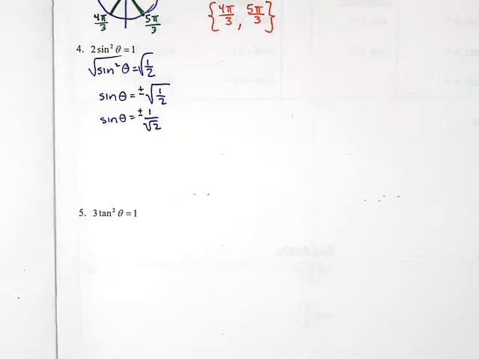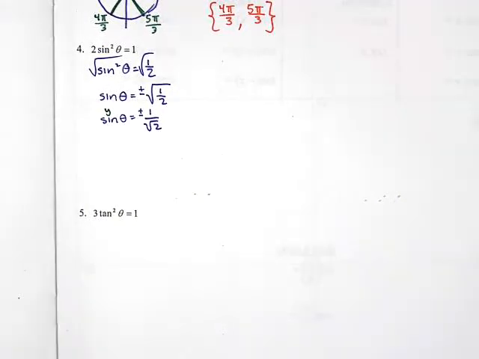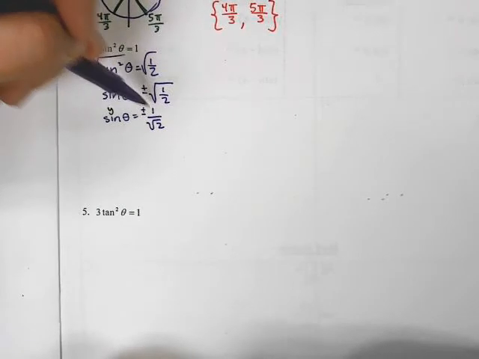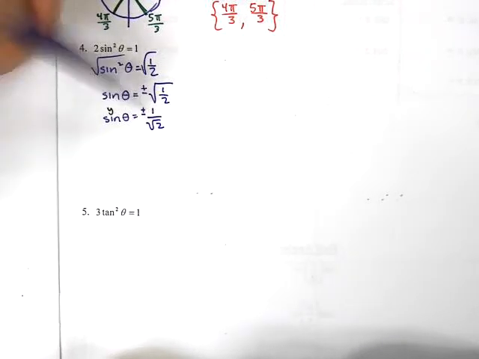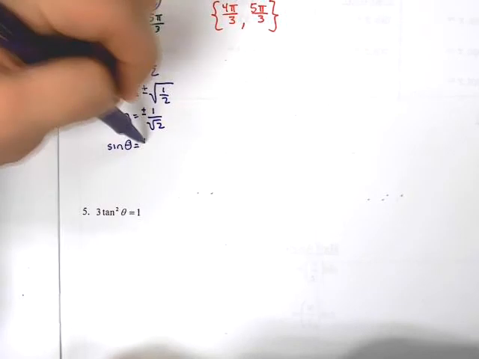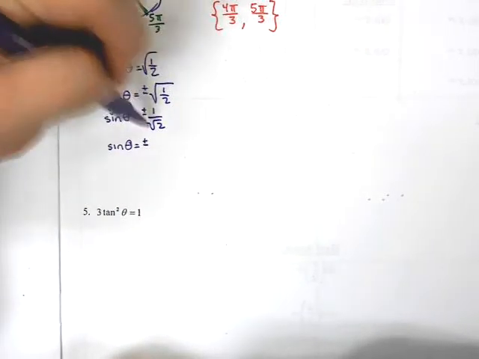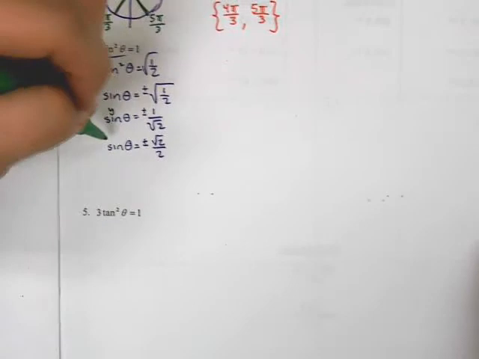Now please, please, please understand. Sine is y. I do not know on a unit circle where 1 over root 2 is. But if I rationalize this, then it becomes a really, really nice ratio. So again, I don't require you to rationalize, but I want you to be able to, because if we rationalize this, we get root 2 over 2. And now I know that that is my y value.